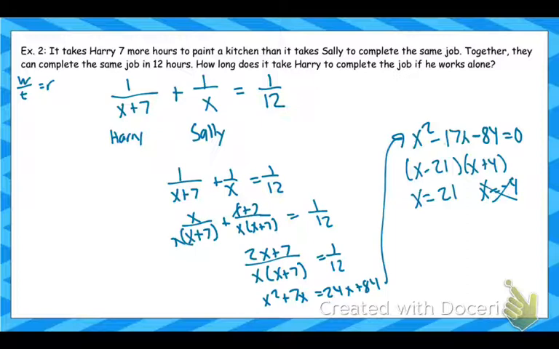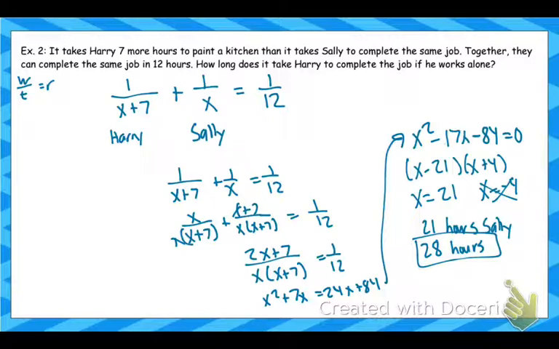We also need to consider what that means in our problem. It takes Harry 7 hours more to paint a kitchen than Sally. So Sally's rate was 1 over x. So 21 hours is how long it would take Sally. Harry is going to take 7 hours more, which would be 28 hours.